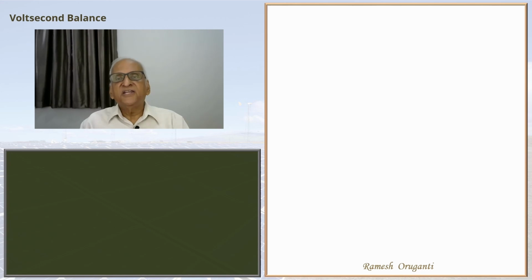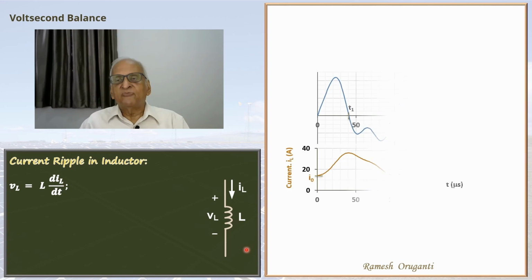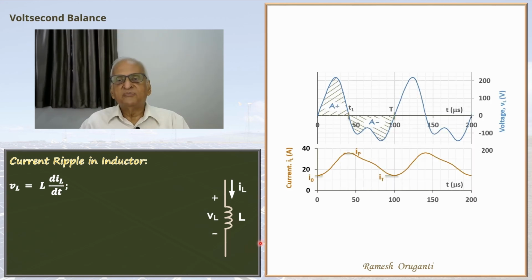Another place where the idea of Voltsecond is often used is in determining current ripple in the inductor. This inductor is used in some power electronic circuit, and let's assume that the power converter is under steady state. And we know for the inductor VL is L dIL by dt. We are assuming that inductance value is constant. Then we can plot some voltage waveform and current waveform.